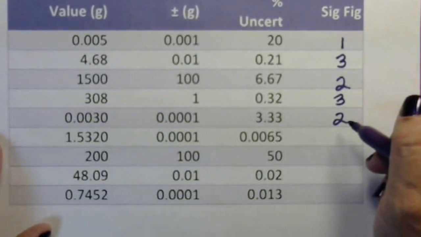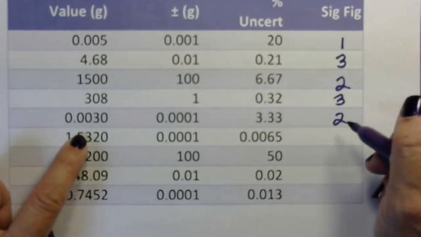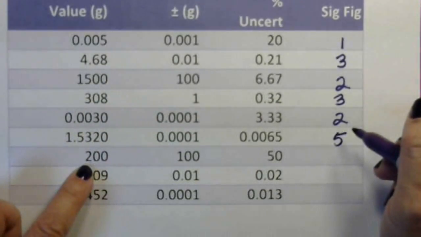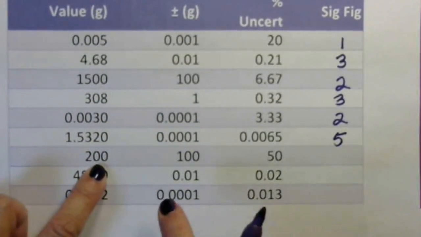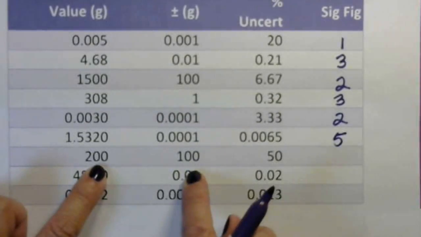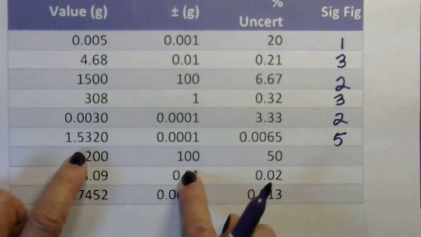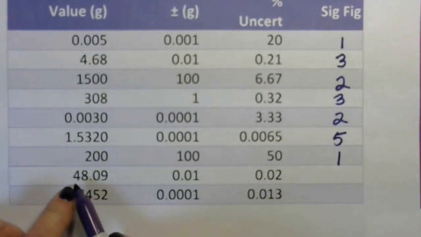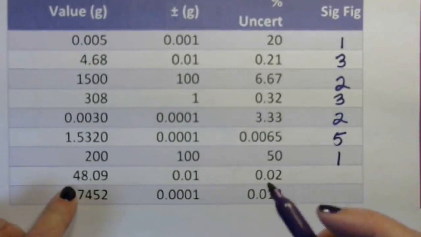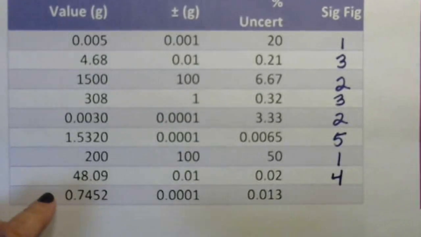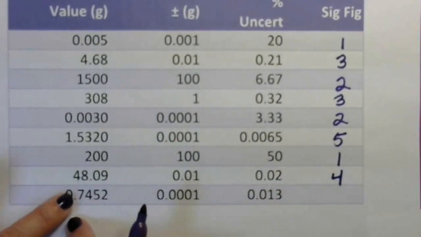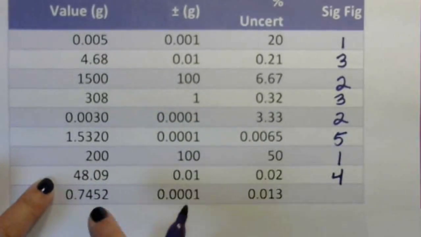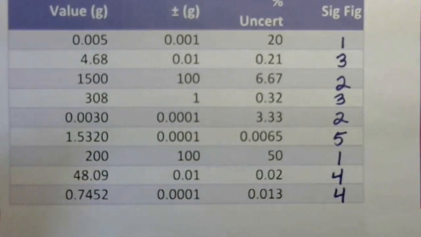This, I first start at the first non-zero number, 1, 2, 3, 4, 5 significant figures. This one, once again, I wouldn't know unless they told me. They told me plus or minus 100, so this only has 1 significant figure. This has 1, 2, 3, 4 significant figures. And this, I start at the first non-zero, and I go 1, 2, 3, 4, because that's my place of uncertainty. I have 4 significant figures.